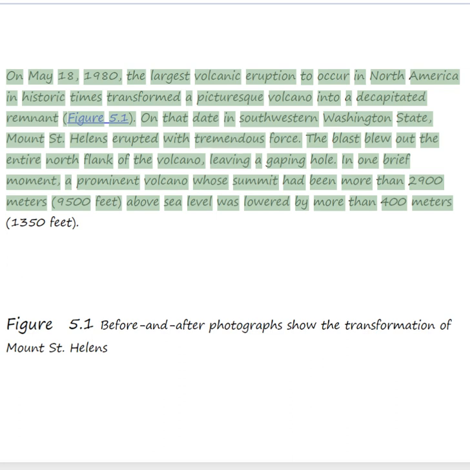The blast blew out the entire north flank of the volcano, leaving a gaping hole. In one brief moment, a prominent volcano whose summit had been more than 2,900 meters above sea level was lowered by more than 400 meters.